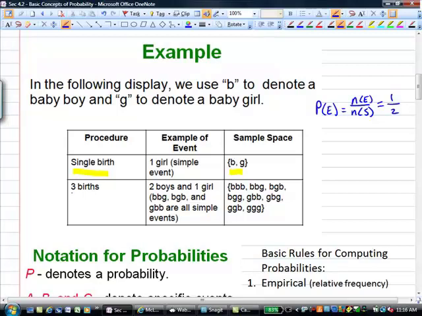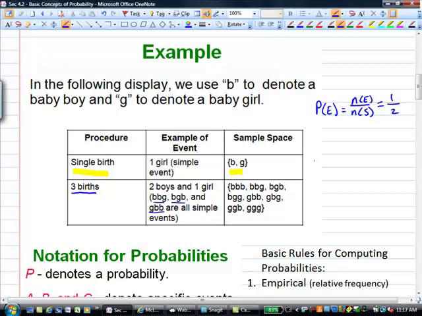If we're looking at the birth of 3 children, suppose I have 3 kids and I want to know, my event would be to have 2 boys and 1 girl. I could do this by having 2 boys first and then a girl, a boy, girl, boy, or a girl, boy, boy, and these would all be simple events in the event of having 1 girl out of 3 children.